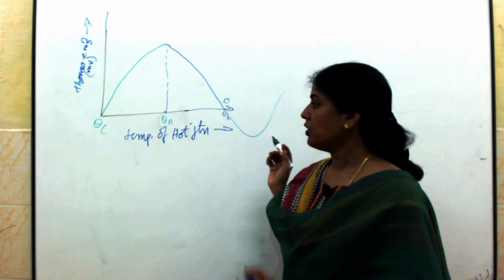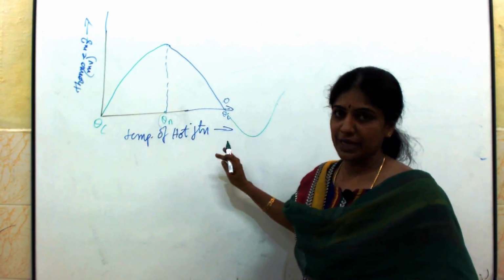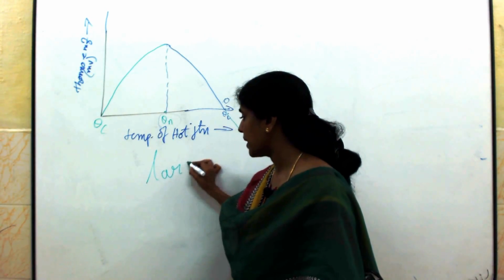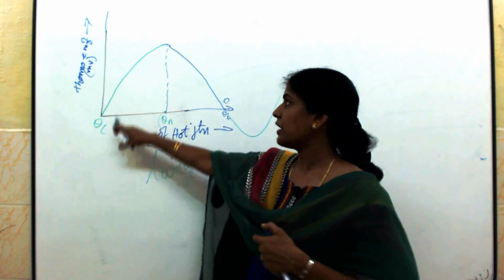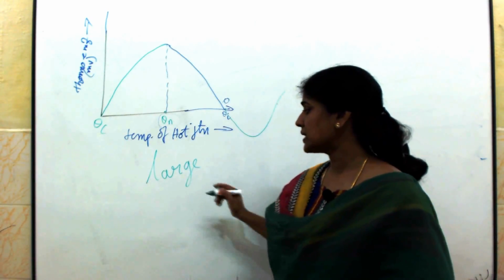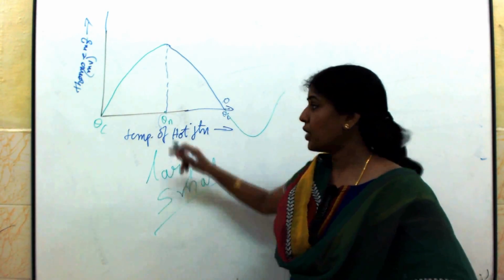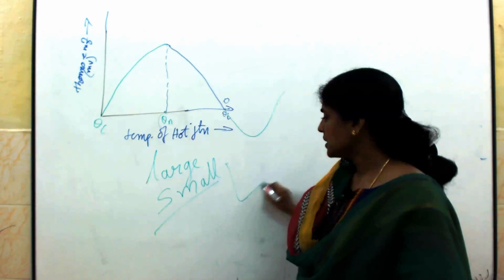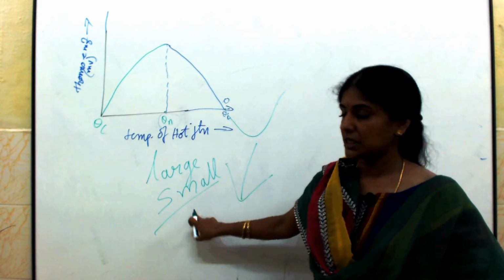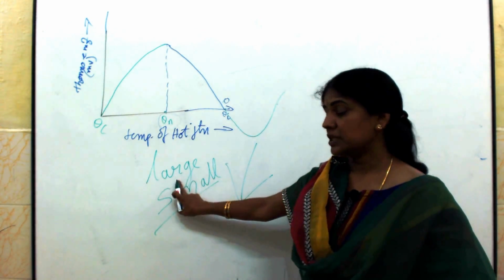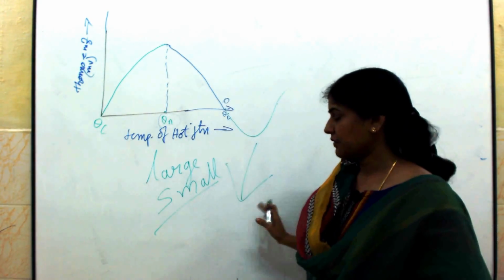This is very important. Now for a large difference in temperature only, I will get this graph to be a parabolic graph. Clear? So for a large difference in temperature between the hot and cold junctions, if the temperature difference is very large, the graph will be a parabola. What happens if the temperature difference between the two junctions is very small? I won't get a parabolic graph. I will get a straight line graph. When I get a straight line graph, the temperature difference between the two junctions is very small. When the temperature difference is very large, the graph will be a parabolic graph. So these are very, very important.